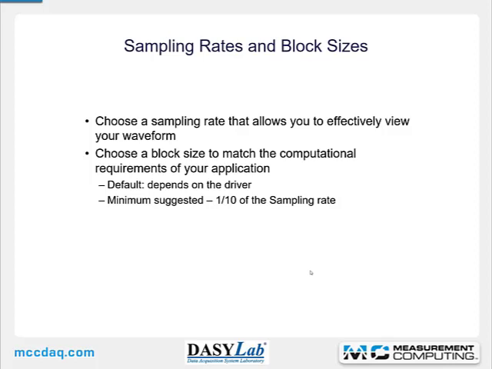The default is going to depend on the driver. It is typically 1/10 of the sampling rate. So if you set up a brand new measurement computing device at 1,000 samples per second, we will default the block size to 100 samples per second. So you're going to see 100 milliseconds, 1/10 of a second at a time. And every second we will get 10 blocks of data. Turns out that's a sweet spot for DASYLab, about 100 milliseconds worth of data at a time.